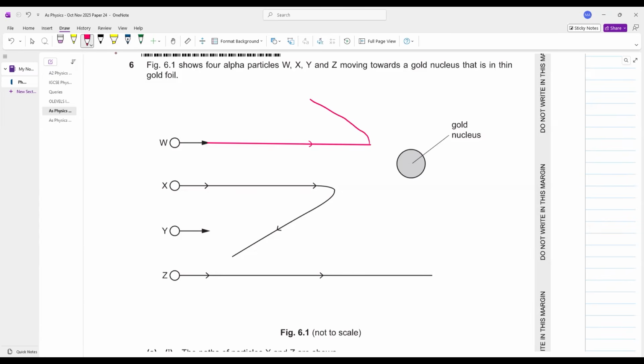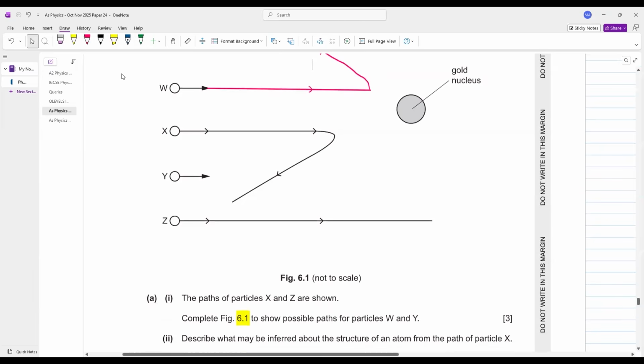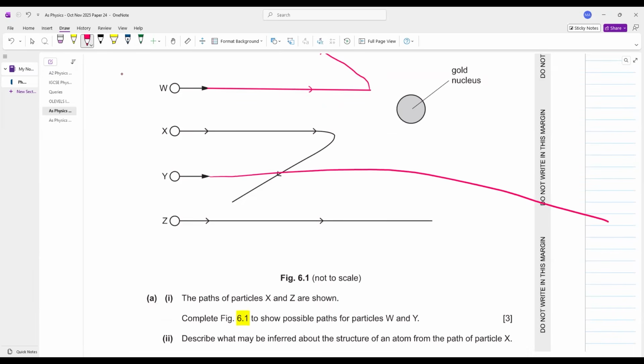Just like X. You have to make the path of W just like X because both of them are hitting the nucleus. Okay. What about Y? Y will deflect like this. Simple.